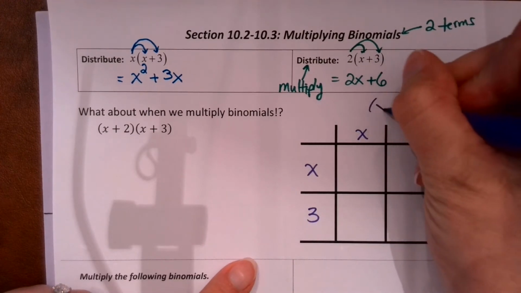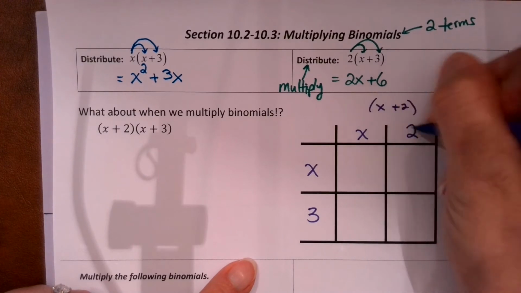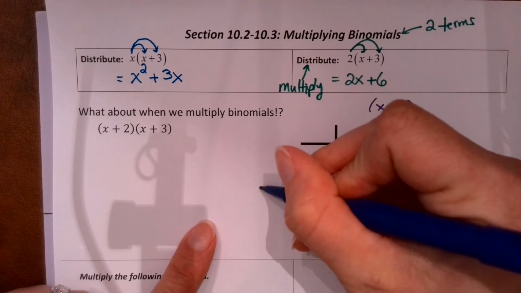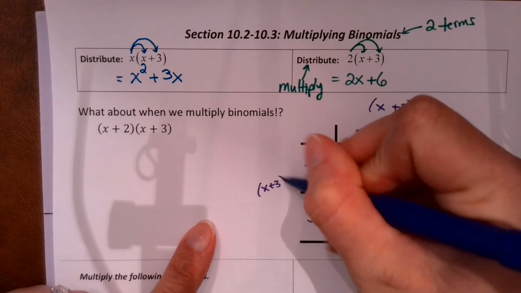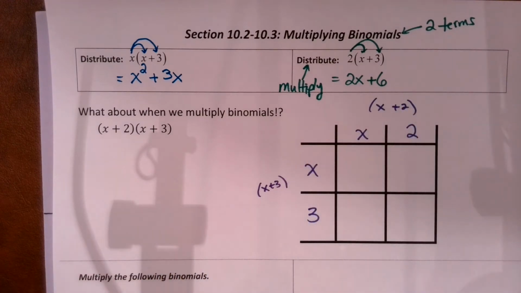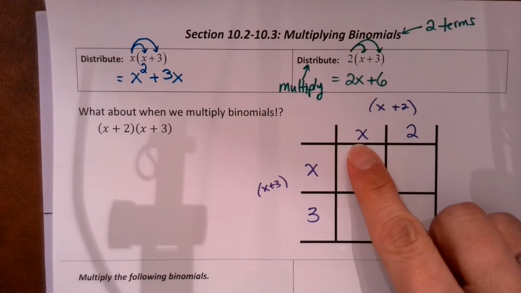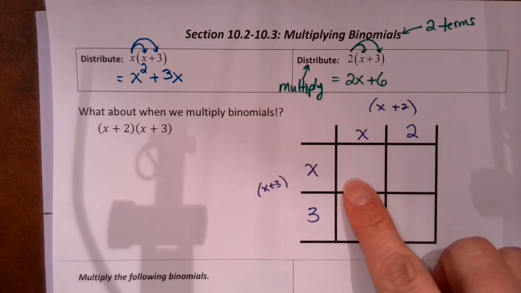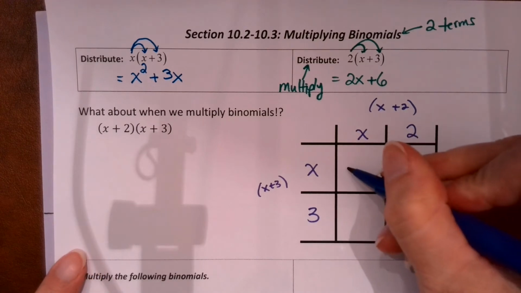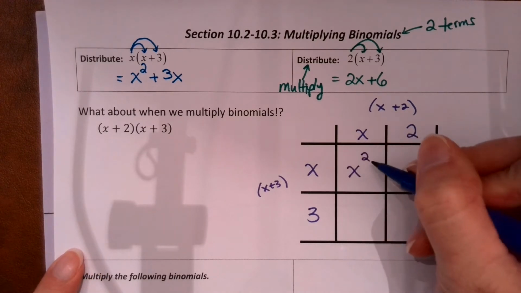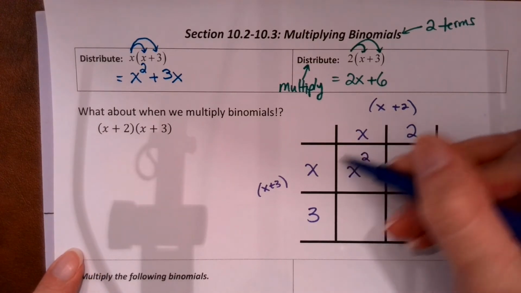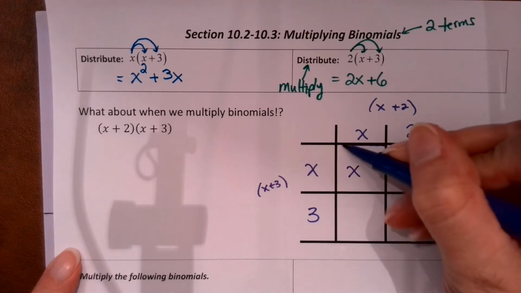So this is actually the binomial x plus 2 right here, and this binomial right here was the x plus 3. I put it right there. What we have to do is multiply each and every combination of these things. So we're going to multiply the x times the x. Those 2 things are going to go right here, and we're going to get x squared. X times x is going to make this answer right here.